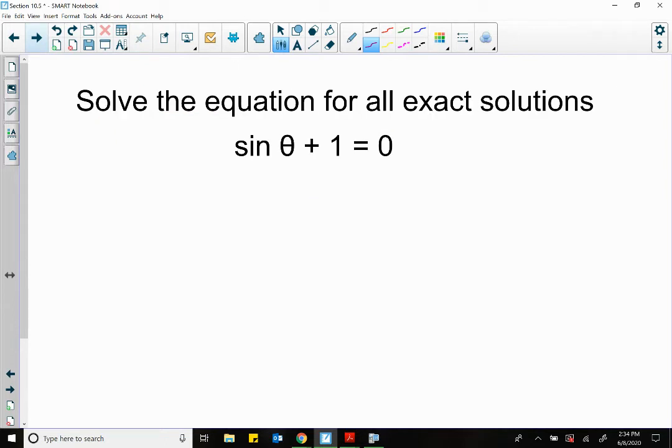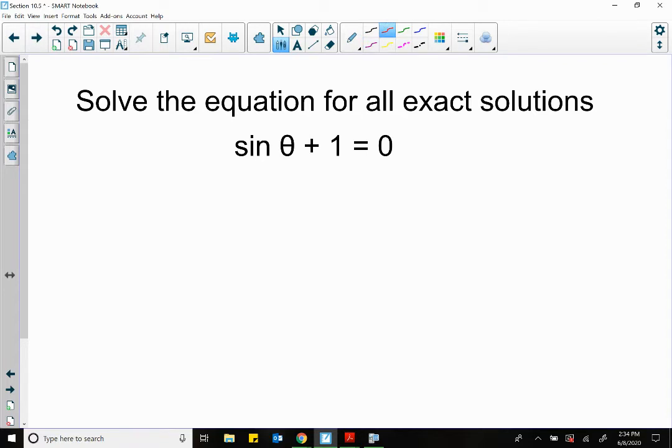So this one wants all exact solutions. All exact solutions. This is a multiple choice one, so you're not actually filling in the blank. And this one, they're dealing with degrees, looking at the problem. Okay. So what are all the exact solutions in degrees? All right.